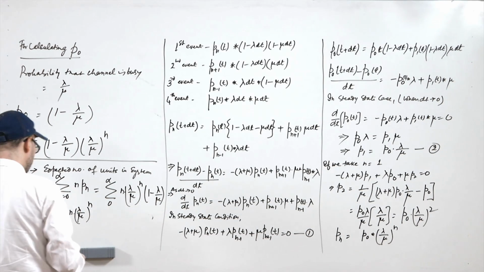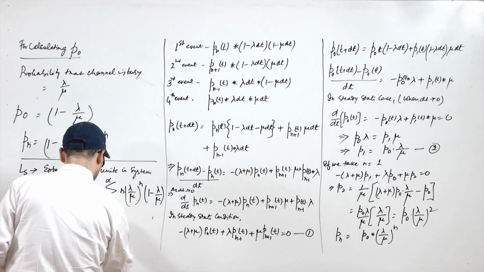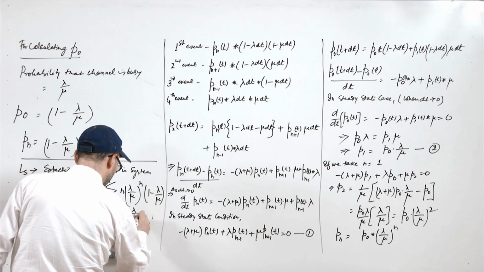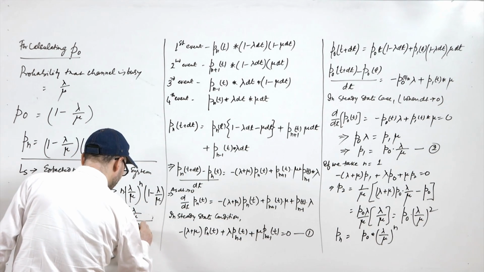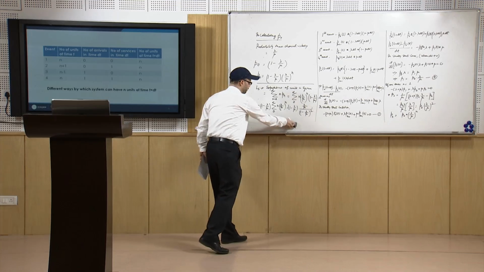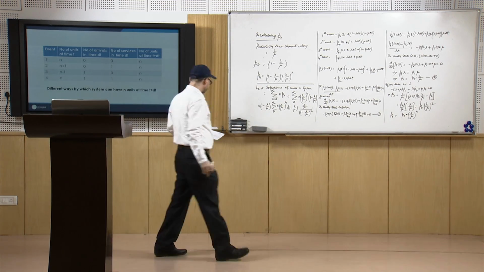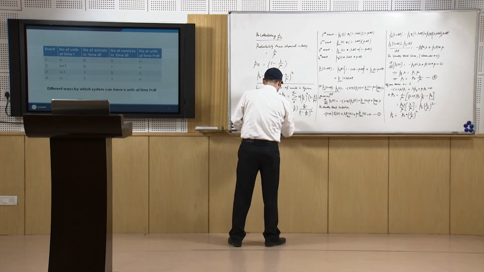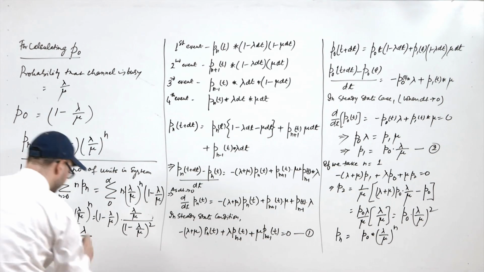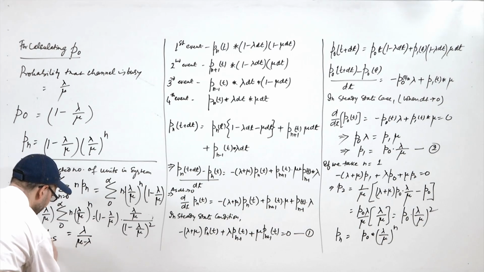So, that way it comes out to be 1 minus lambda by mu into lambda by mu divided by 1 minus lambda by mu whole square. So, this is how, for this infinite series, if you try to derive it, it will come like that, and ultimately you are going to get lambda by mu minus lambda. So, this is the expression which you get for Ls.